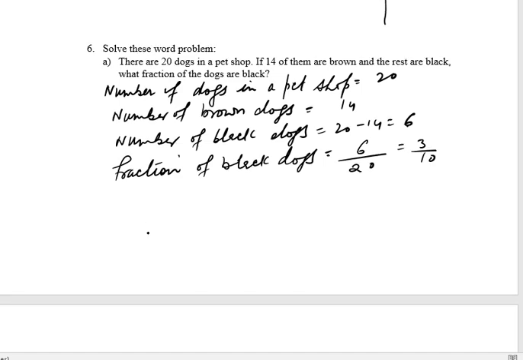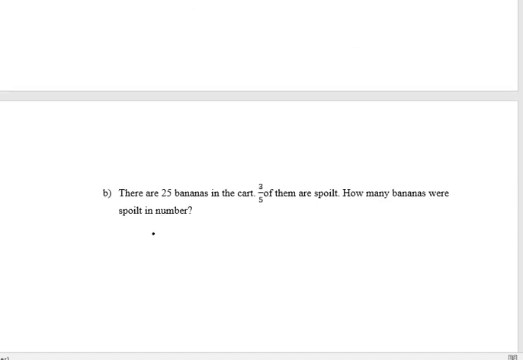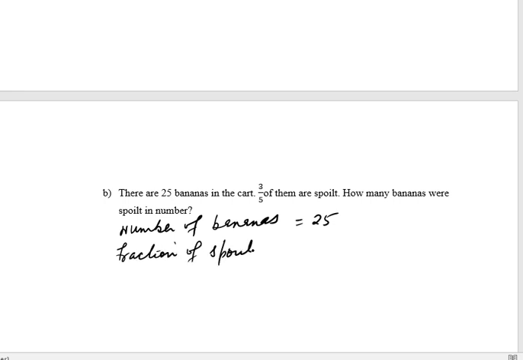B part, if we go with, there are 25 bananas in the carton. 3 upon 5 of them are spoilt. How many bananas are spoilt in number? So the number of bananas equals 25. Fraction of spoilt bananas equals 3 upon 5.